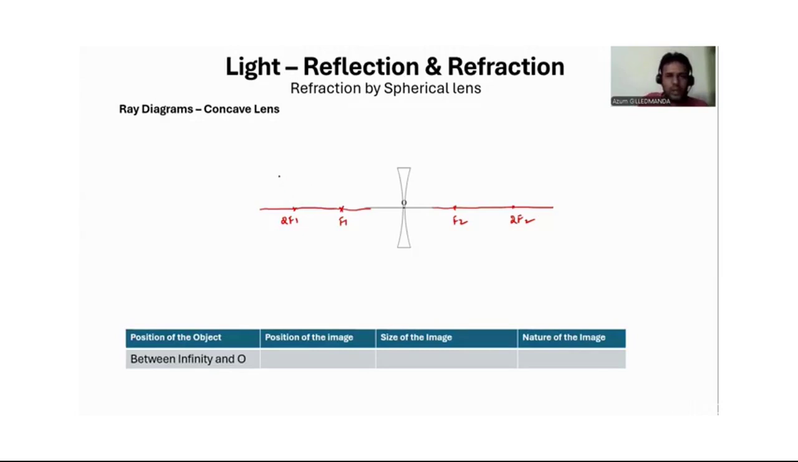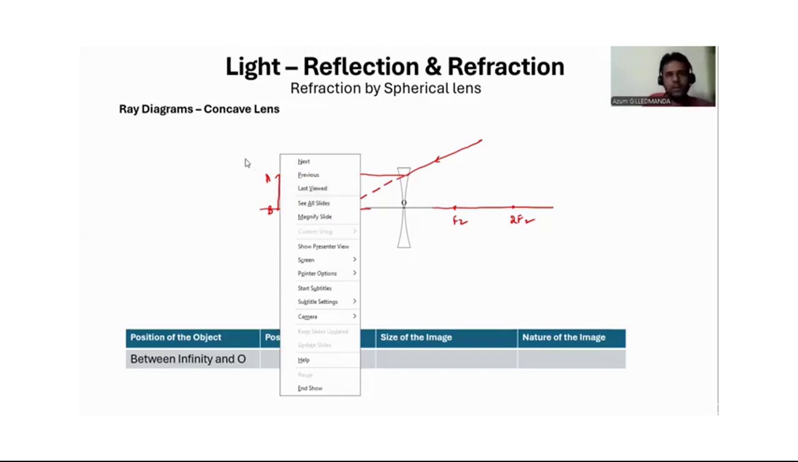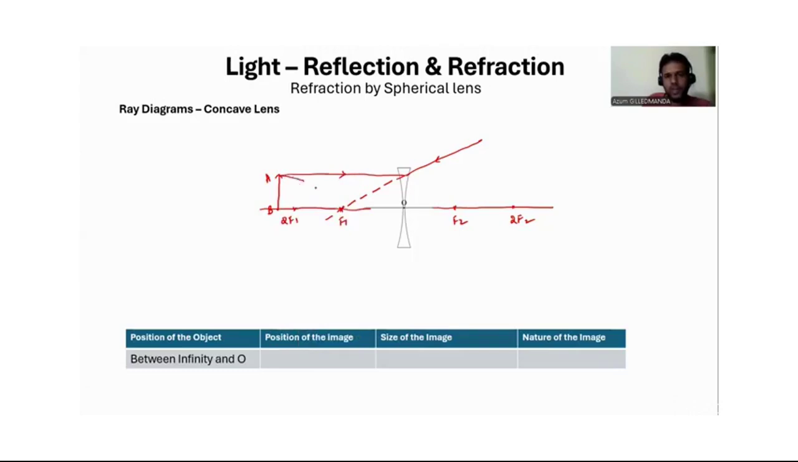Let's say I have the object here. Let's say this is A, B. Now what I will do, I will send a parallel incident ray. So that should diverge out, and that divergence should appear as if it is coming out of F1, right? And then let's take another incident ray. This time it's going through the center.